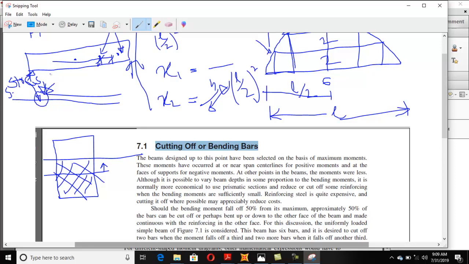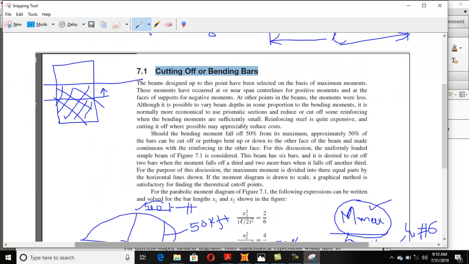There are so many restrictions, you know, so many prohibitions. Therefore, which important points according to a cut up are bending bars.